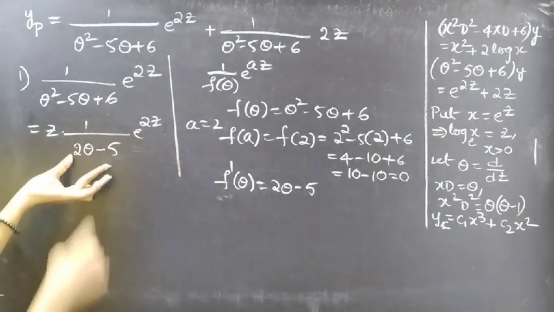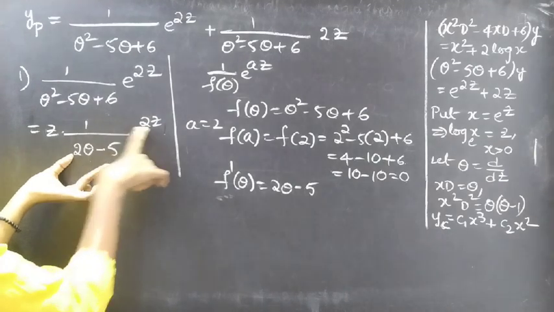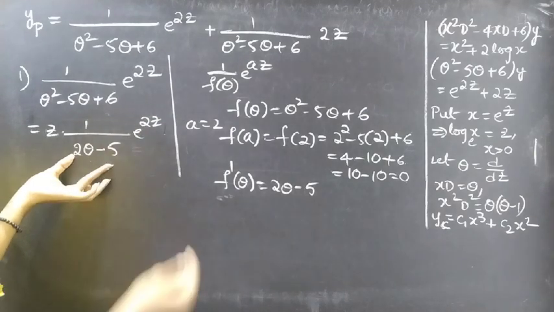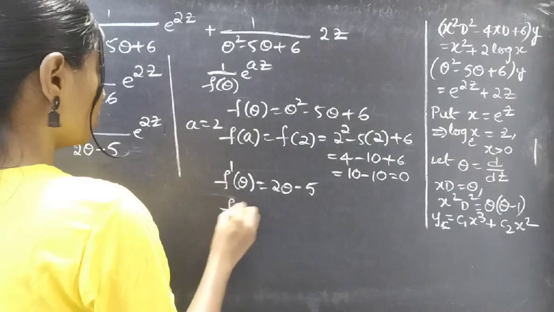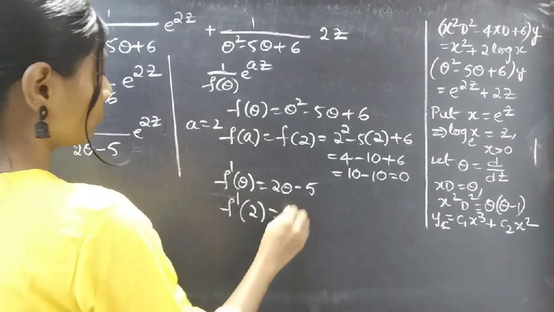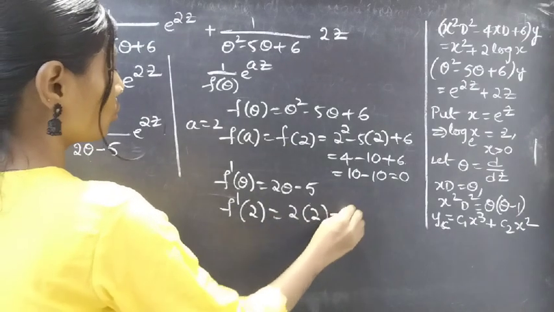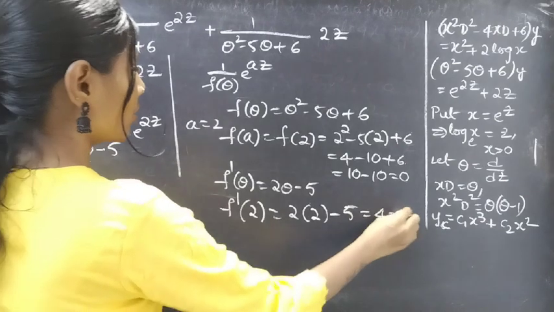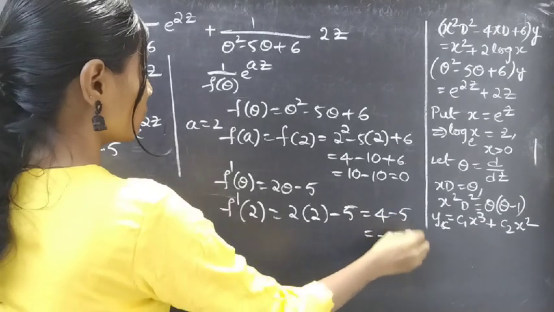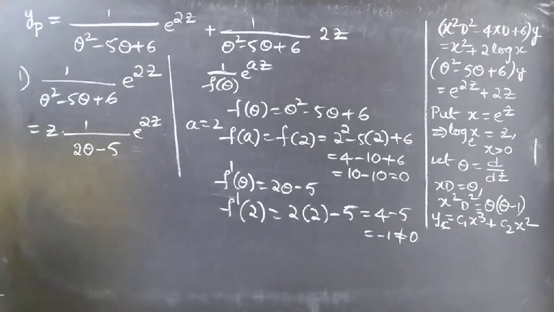Now let's see what happens if we replace theta by 2. We'll get 2 twos are 4 minus 5, which is non-zero, right? Or let's find f dash of 2. This equals 2 twos minus 5, equals 4 minus 5, equals minus 1, which is non-zero. Always remember that the denominator must be non-zero.